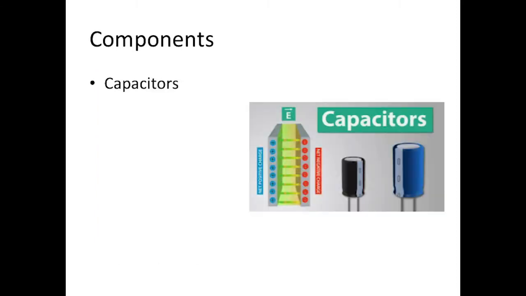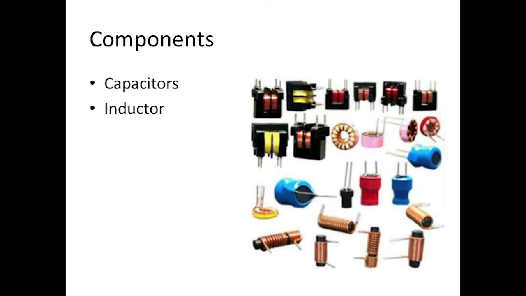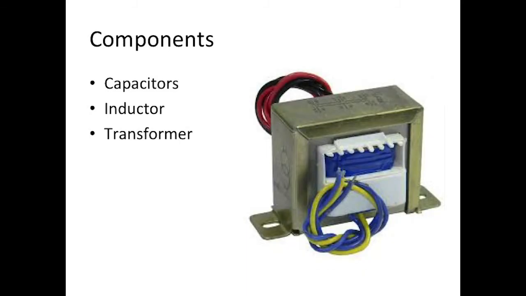The three main components of the Tesla coil include the capacitor, the inductor, and the transformer. This video will not describe the exact schematics of the Tesla coil, as there are many electrical engineering concepts that we are unable to cover.